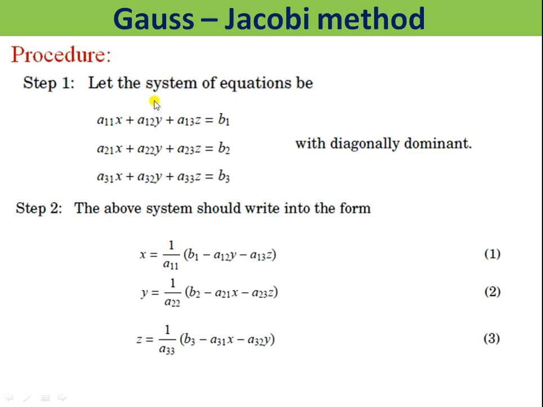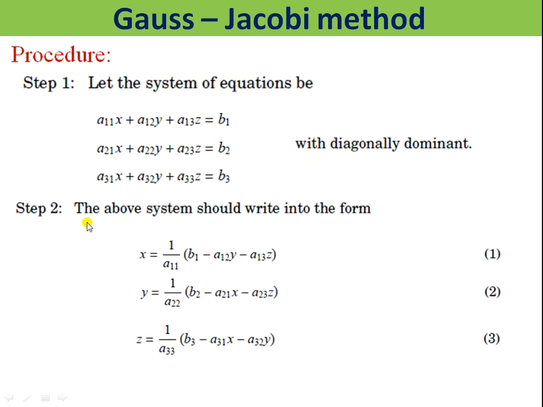Let us discuss. First one, let the system of equations be a11x plus a12y plus a13z equal to b1, a21x plus a22y plus a23z equal to b2, a31x plus a32y plus a33z equal to b3, with diagonally dominant. I hope you remember what diagonally dominant is. In the first equation, the coefficient of x must be maximum. In the second equation, the coefficient of y must be maximum. In the third equation, the coefficient of z must be maximum. Suppose the given problem may not be diagonally dominant. It is our duty to convert the equations into diagonally dominant form. Accordingly, we have to rearrange the given problem. This is the first point.